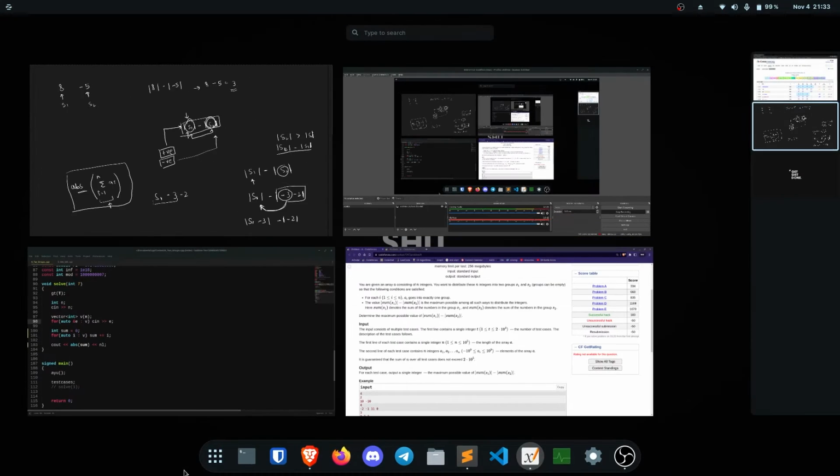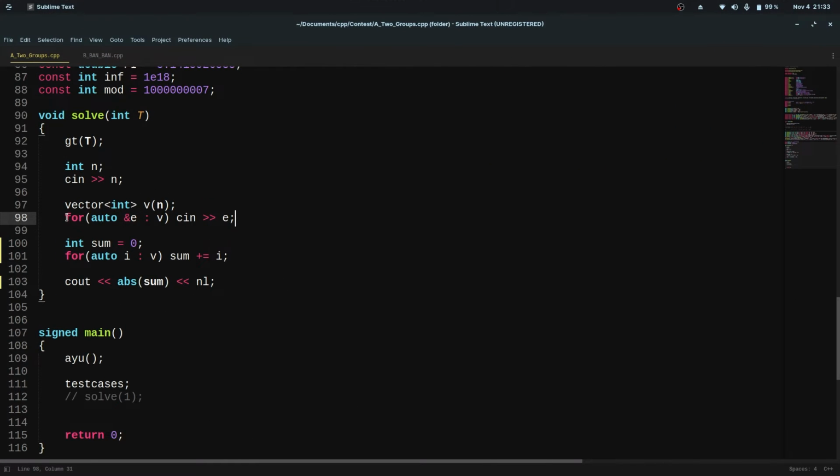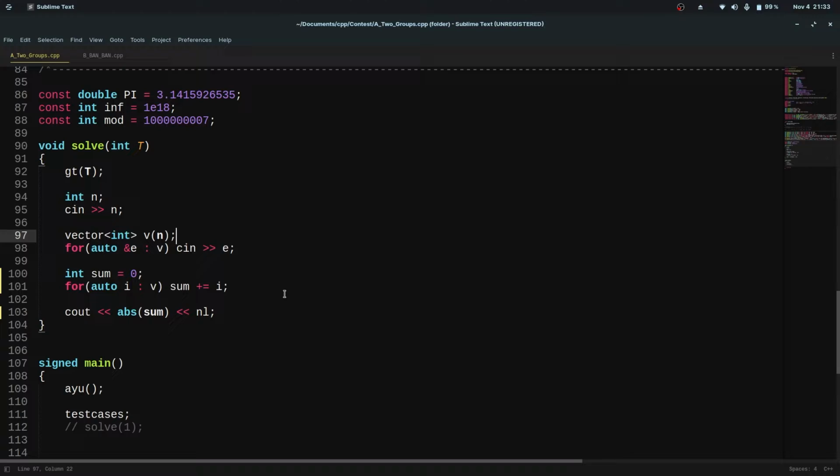Now let me just show you the code, how we can do it in the code. I have taken a vector v of size n and I have taken input of all the values. Then I've initialized my sum with 0 and I just sum all the values in the vector v. Now at the end I can just print the absolute of the sum, which would be my final answer.